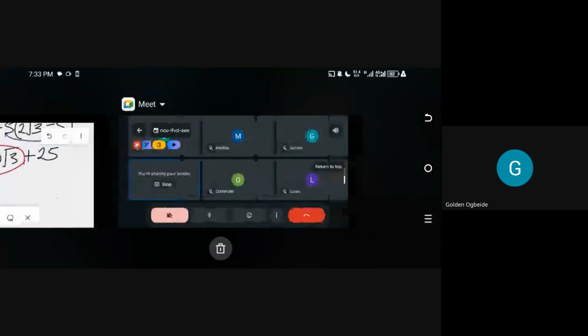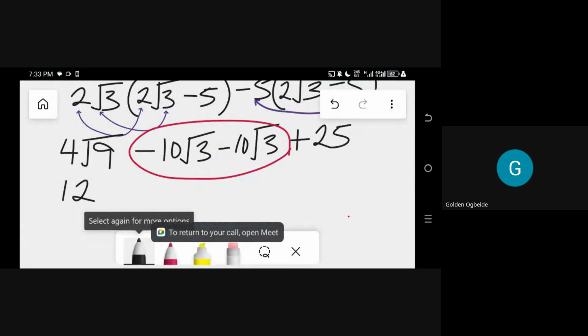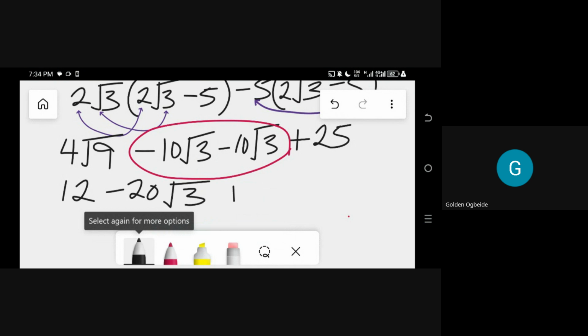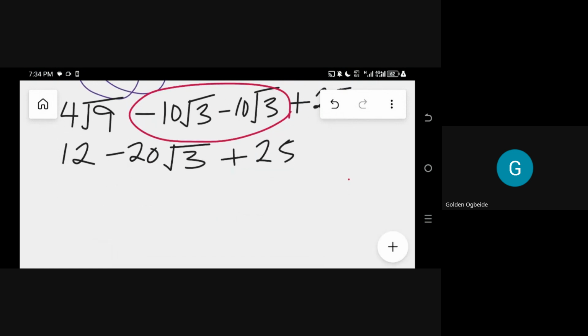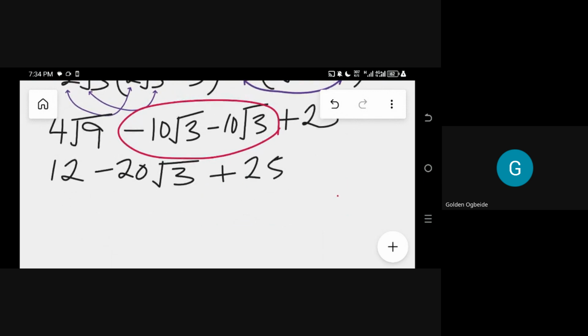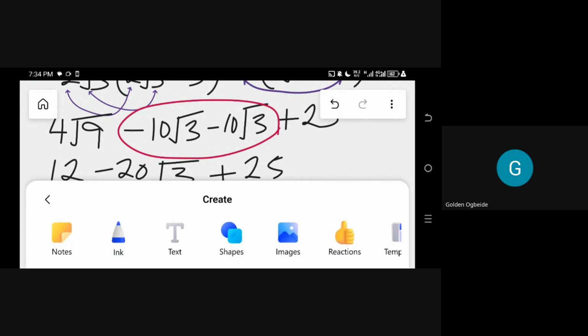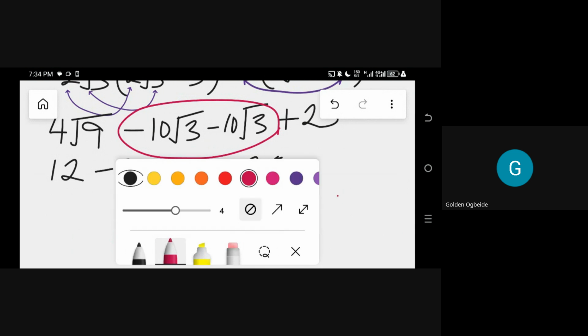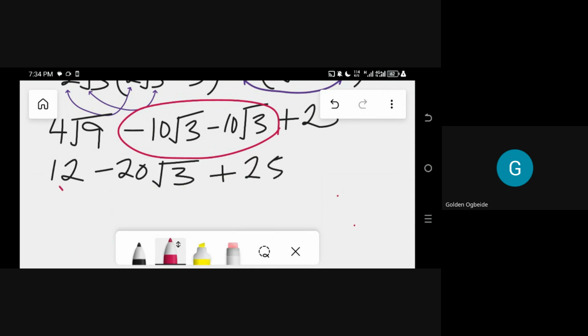Okay, so that's minus 20 root 3 there. So here we have minus 20 root 3, then plus 25. Now there is another like terms. If you see this here, 12 and plus 25, both of them are like terms because they are just whole numbers.